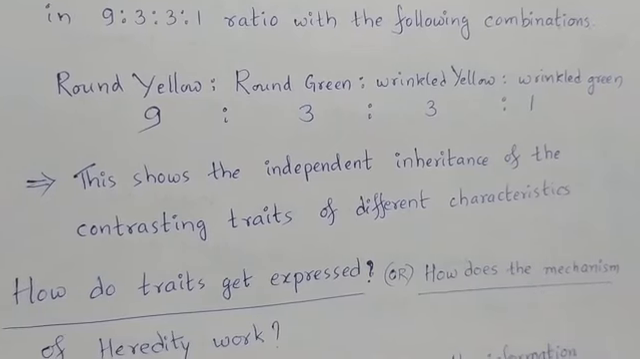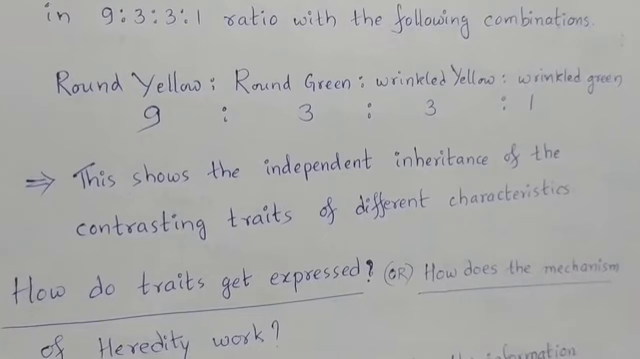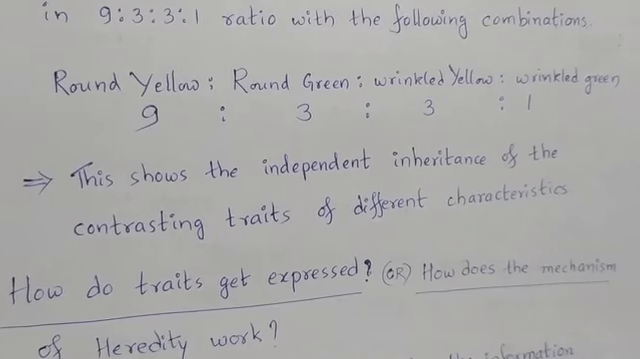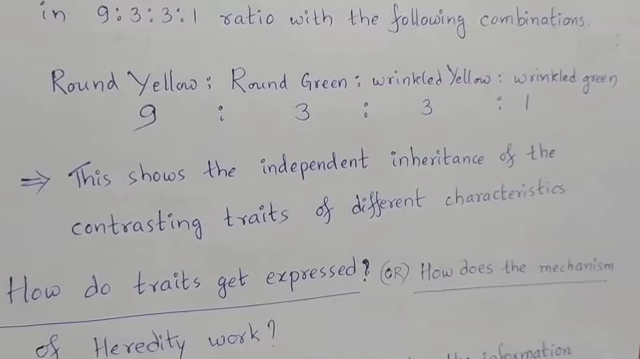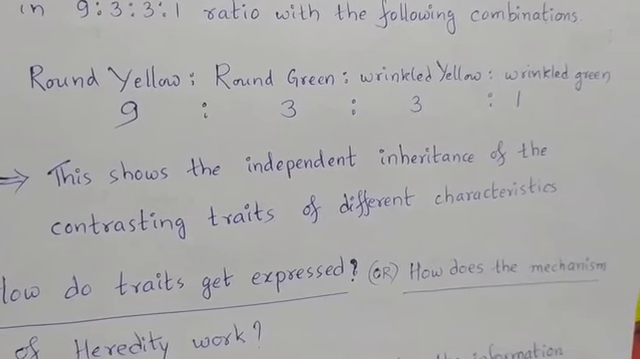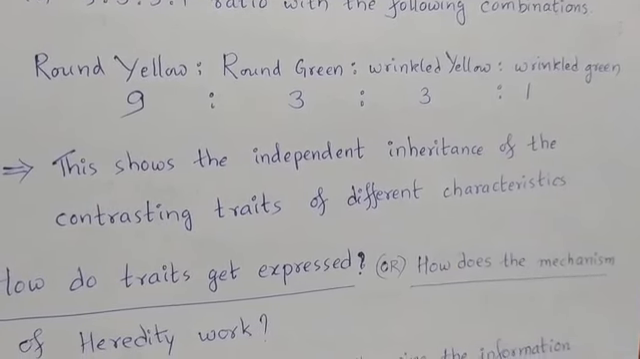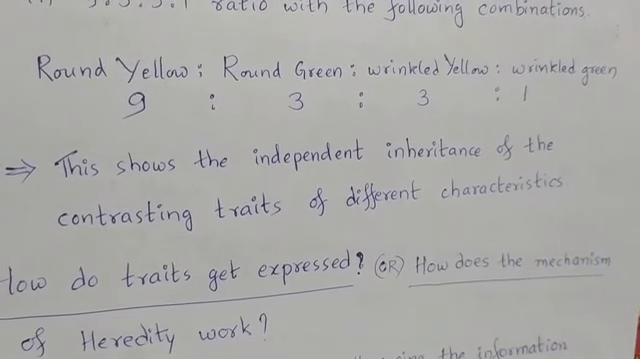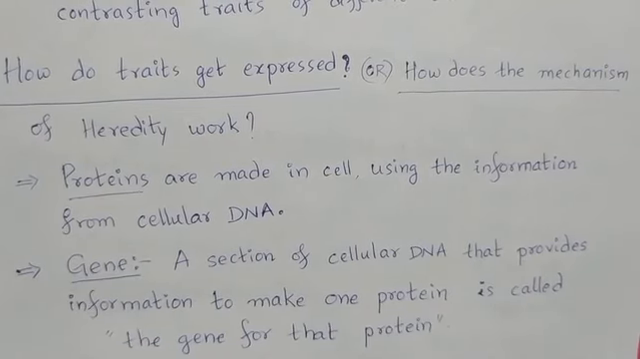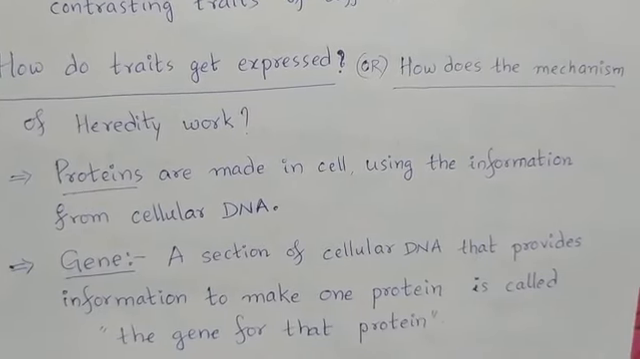If the number of characteristics with contrasting traits is increased to more than one in a cross, then more combinations, 2 power n combinations of traits, are going to appear in different plants. Now let us learn how traits get expressed and how the mechanism of heredity works.